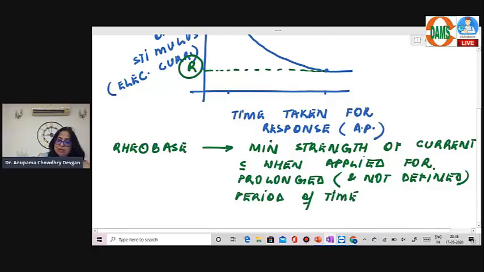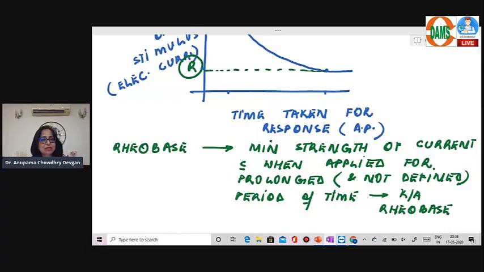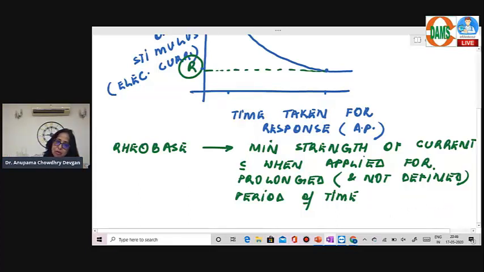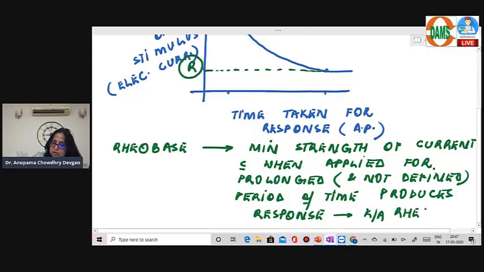What is rheobase? Rheobase is the minimum strength of current which, when applied for a prolonged and not defined period of time, is known as rheobase. Not defined means it can be for milliseconds, it can be for seconds, it can be for minutes, but which just produces a response. Minimum strength of current which, when applied for a prolonged or not defined period of time, produces a response. This is known as rheobase.